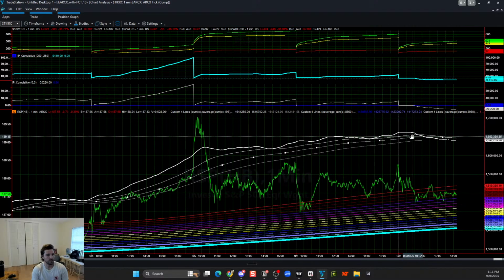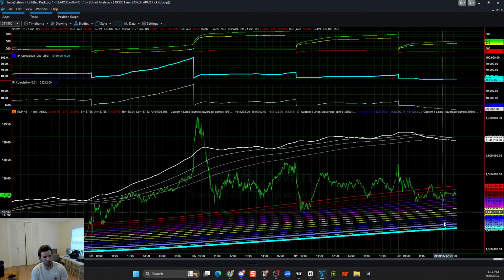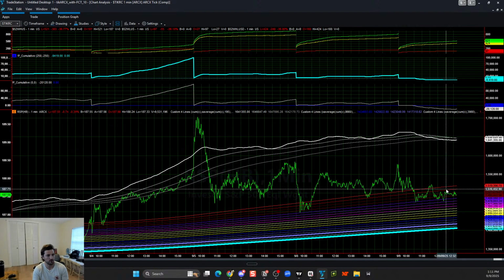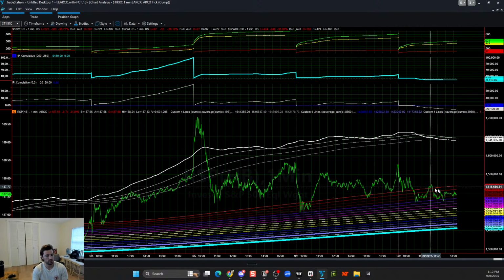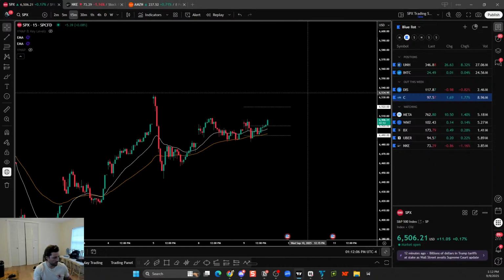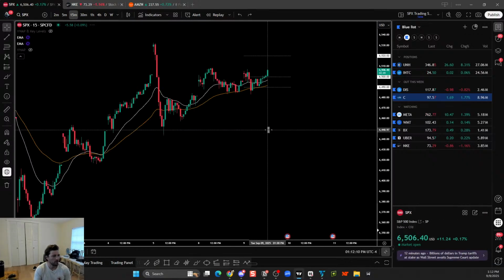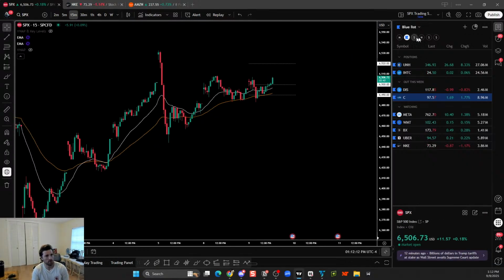So yeah, we're just watching that, staying patient. This kind of just looks like chop back and forth. We can see the RSP index has been fairly choppy throughout the session. A little bit of a sell-off in RSP relative to SPY or SPX. So that probably tells me that the mega caps are probably outperforming.